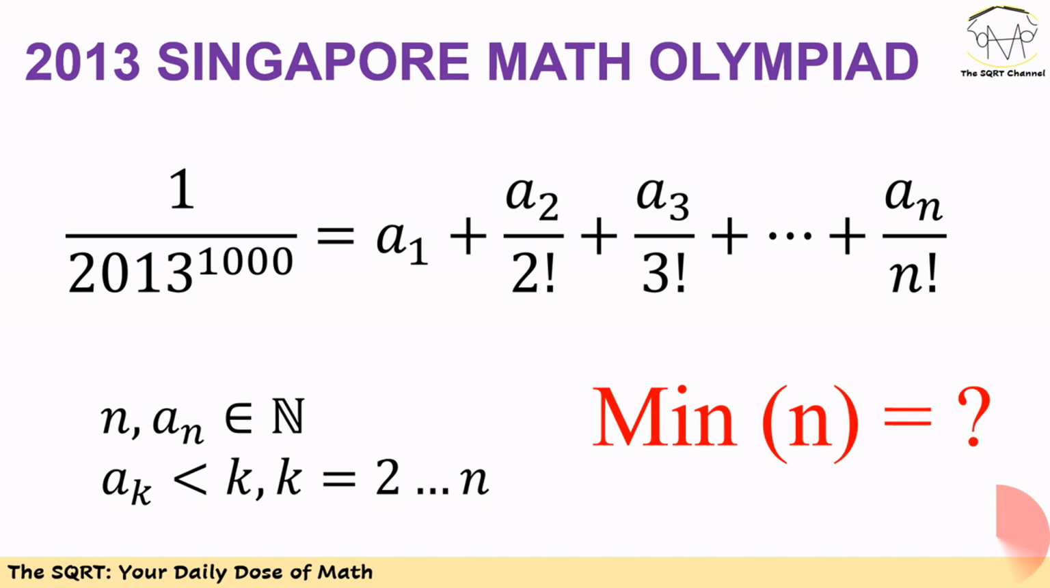We know each ai for i equal to 1 to n is an integer, n is also an integer, and they are positive. We know ak for k equal to 2 to n are less than k, and we want to find the minimum n that satisfies this equation. Note that we don't know the values that we have for a1, a2, a3 up to an.